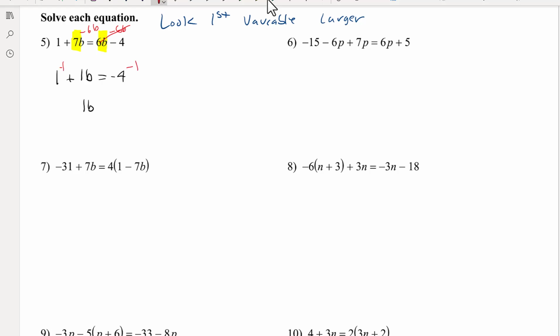You're going to do the opposite, the inverse operator, right? The inverse of adding 1 is subtracting 1, or adding -1 would be another way. So 1b means the same as b. B is equal to -5. And then if you were to check your answer, 1 plus 7 times -5, well, that's -35 plus 1 is -34. So this side is -34. And over here, it would be 6 times -5. That's -30. Subtract 4. That's -34. So it checks.